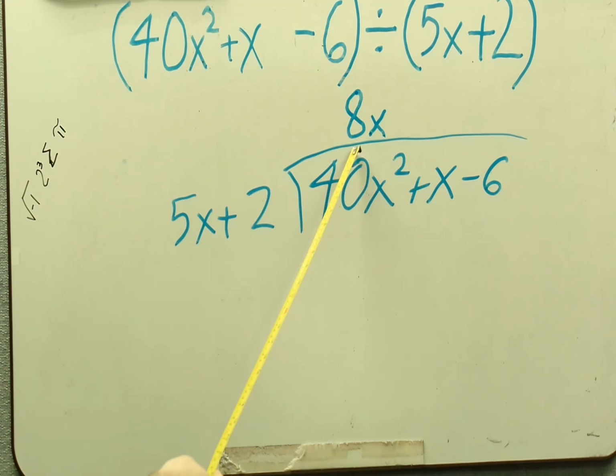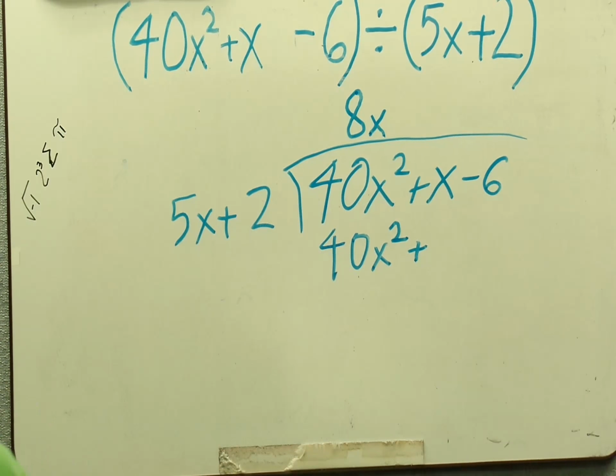So right now, you figure out what goes into the 40x squared multiplied by the 5x, and that would be an 8x. 8x times 5x is 40x squared. So you just place that number on top, and now you take the 8x and multiply it by the 2 right there to complete that section of the division and multiplication. So that is 8x times 2, 16x, and you put it on the same line as the 40x squared.